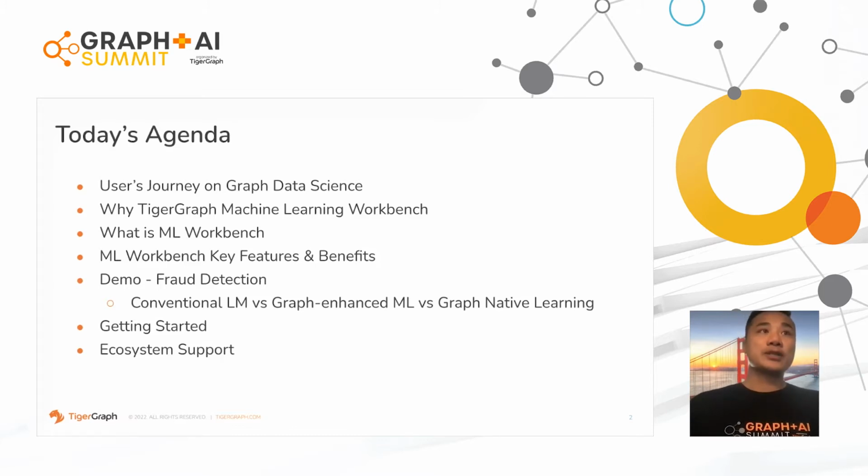We will then go over some of the key features and functionalities our product offers. We will then have my colleague here, Nikita, walk us through a real-life example to showcase how to apply graph data science in a fraud detection use case. Nikita will show us some very interesting benchmark results comparing three models: one developed by a conventional machine learning approach, a graph-enhanced model, which contains unique graphy features, and finally, a graph-native learning model with graph neural network.